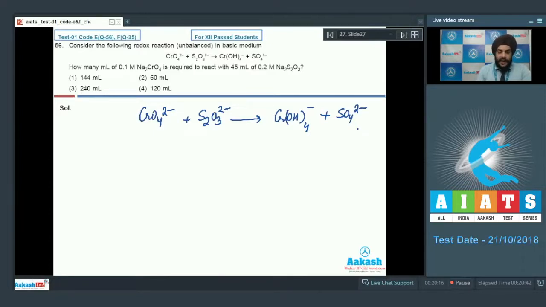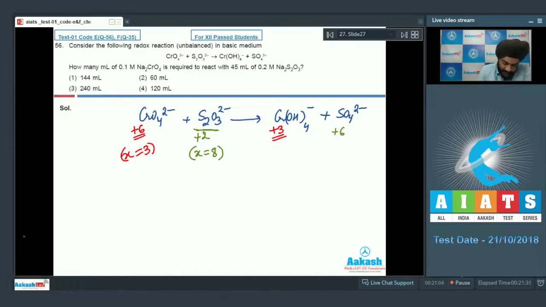Students, let us first figure out the N factor of the respective species. In the thiosulfate ion, each sulfur is present in a state of +2, whereas in the sulfate ion it is present in a state of +6. So per sulfur atom there is a loss of 4 electrons and there are 2 sulfur atoms present in this molecule. So it is going to have an N factor equal to 8. If we look at the chromium containing species now, in the chromate ion, chromium is present in a state of +6, whereas in the species on the right, it is present in a state of +3. So we have an N factor equal to 3.